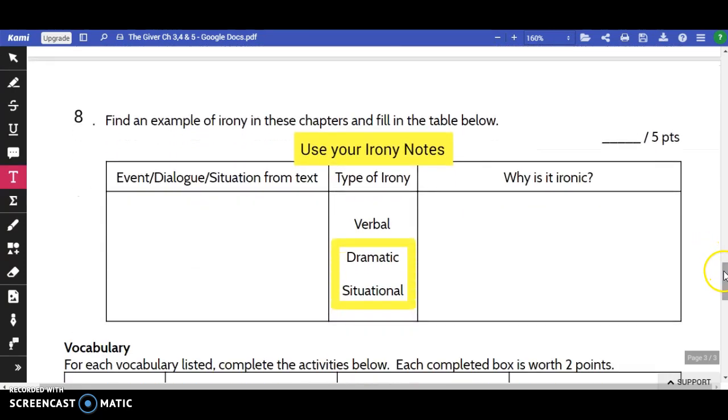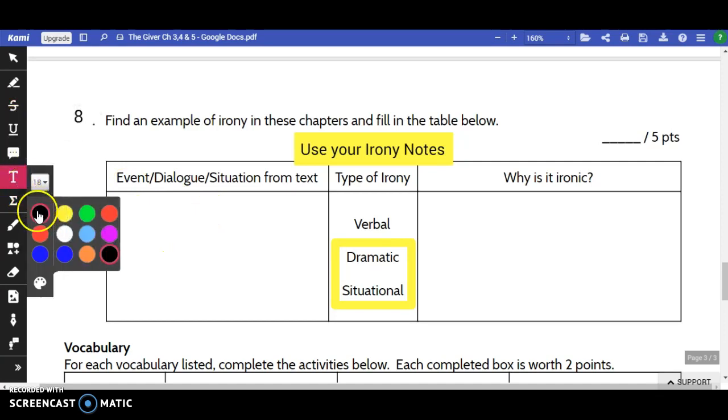For question 8, find an example of irony in these chapters and fill in the table below. So before you do anything, if you're not sure what irony is, please go back to your irony notes that you copied in your spiral notebook. In this section of the table, you're going to write down the event, the dialogue, or the situation from the text that is the actual example of irony. This can be in your own words, and you can summarize.